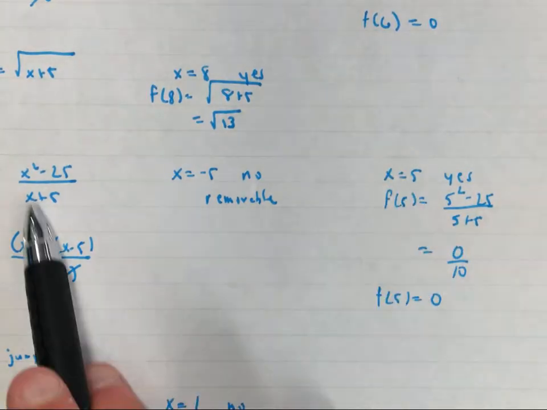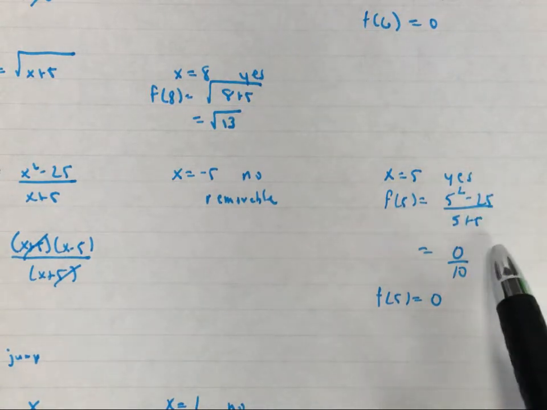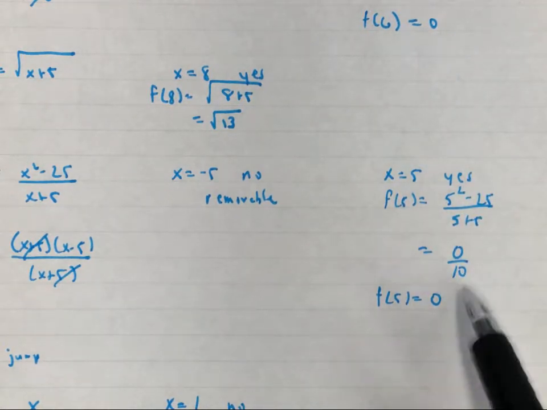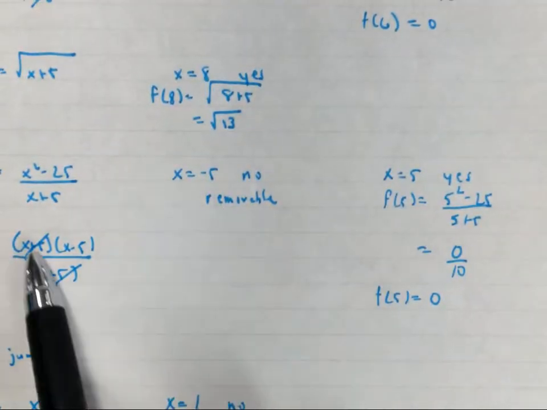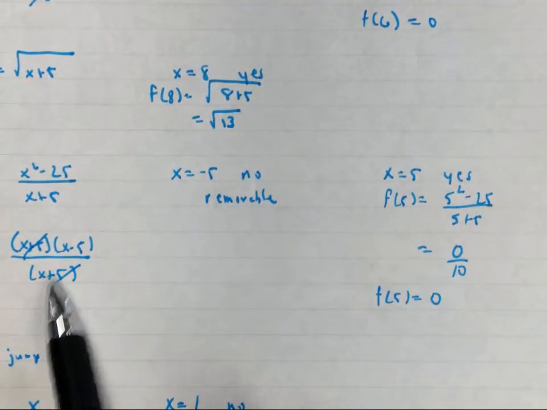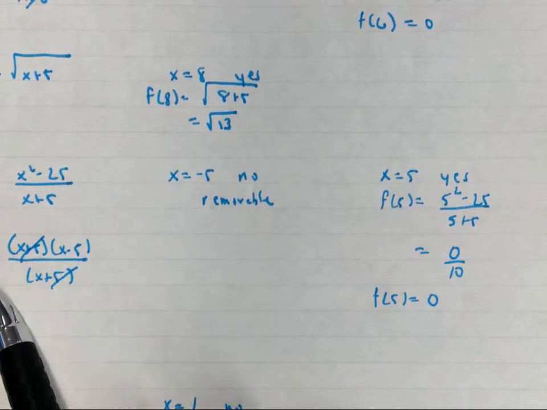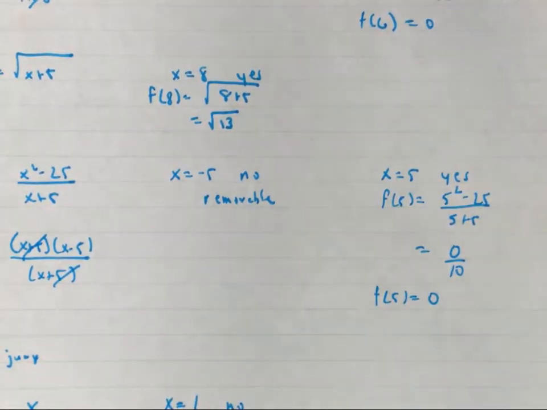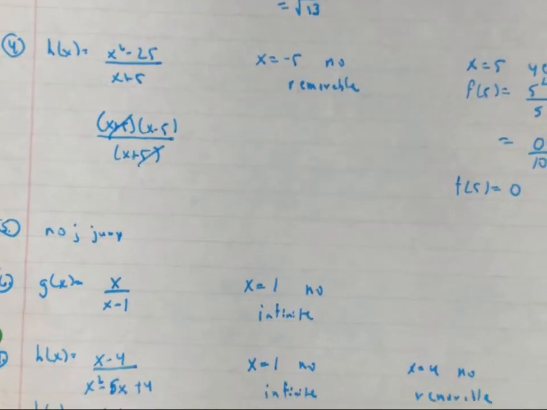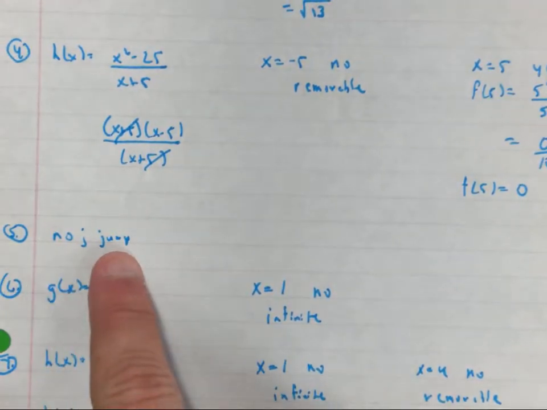I plug 5 in. I get 5 plus 5 is 10. Okay? That's continuous. 0 divided by 10 is 0. That's good. Now I got to factor it to see what type this is. Well, I factor it. If I set that equal to 0, that would be related to that parentheses there. I can cancel. I can remove it. That's why it's removable. Number 5, I don't have to do any work. It's piecewise. That is not continuous, and that's a jump.